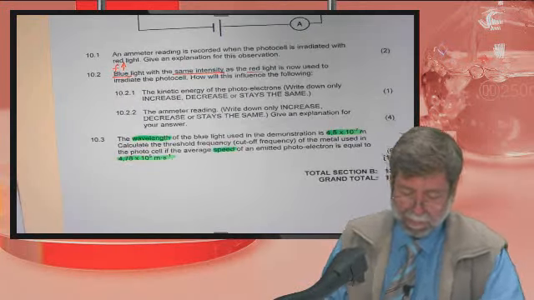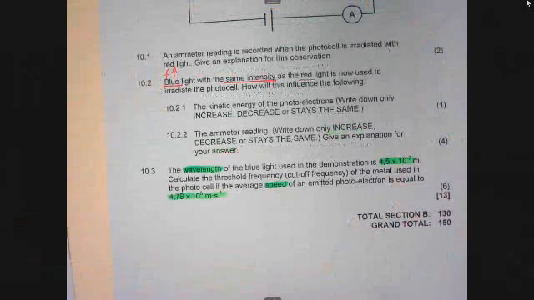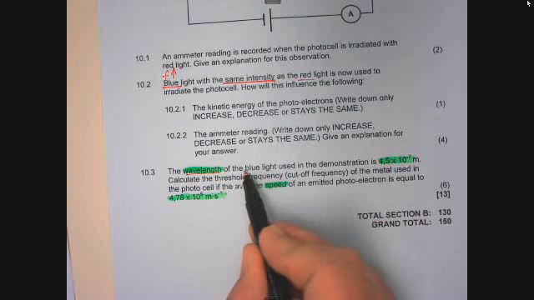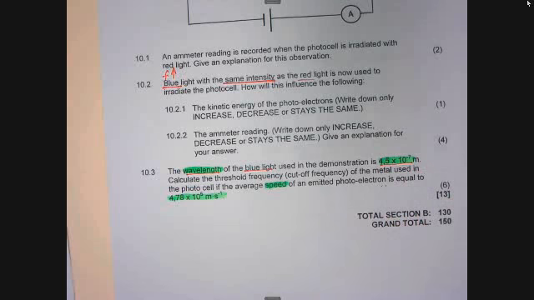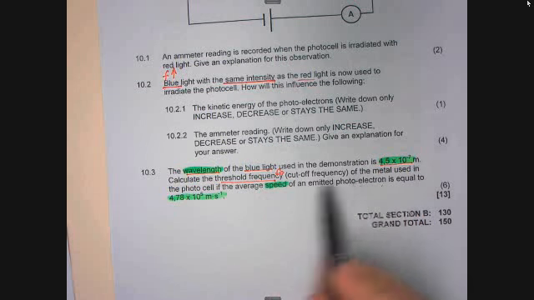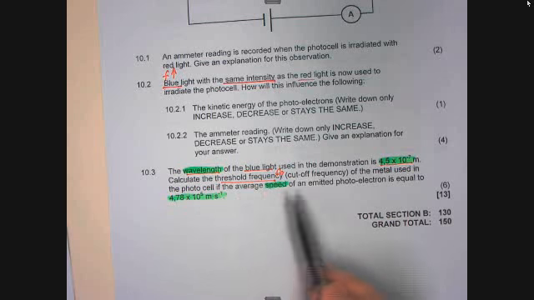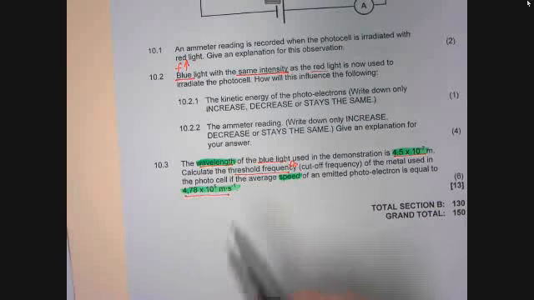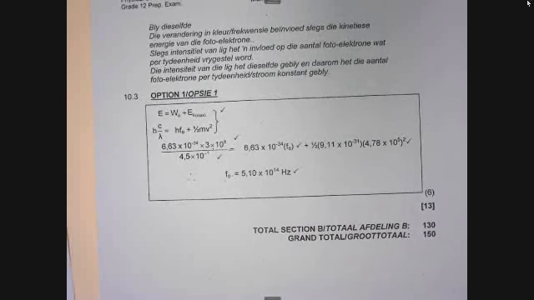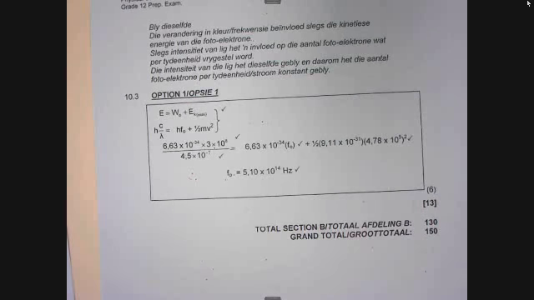Then 10.3, the calculation, also straightforward. The wavelength of the blue light used is given, 4,5 times 10 to the power minus 7. Calculate the threshold frequency f0 of the photocell, if the average speed of the emitted photoelectrons is 4,78 times 10 to the power 5. Right, again, if the learner applies the formula correctly and substitutes the values correctly, that is actually an easy question.